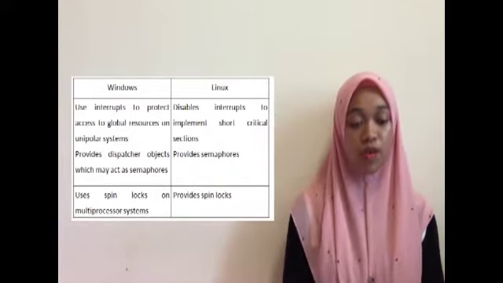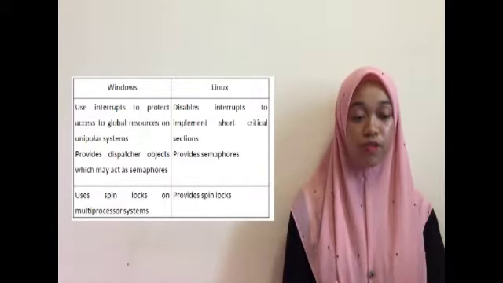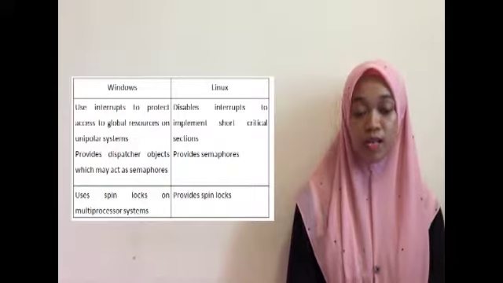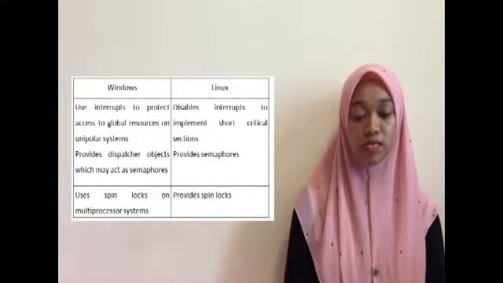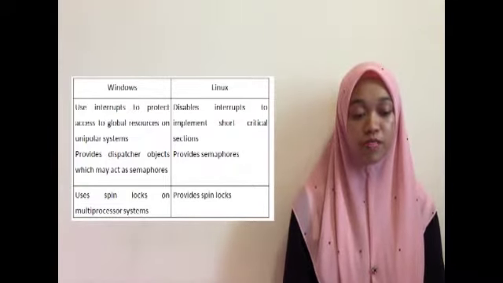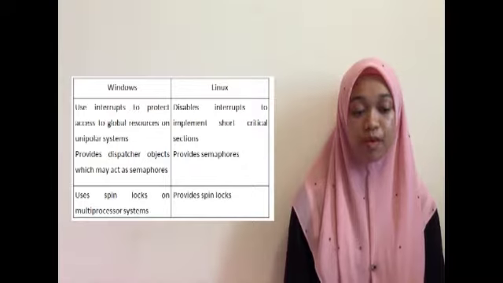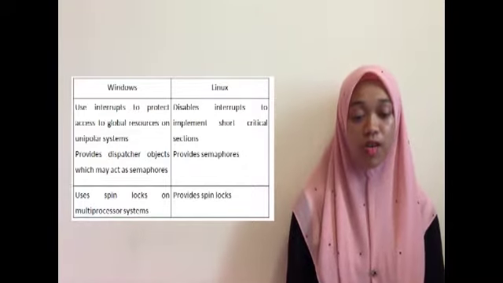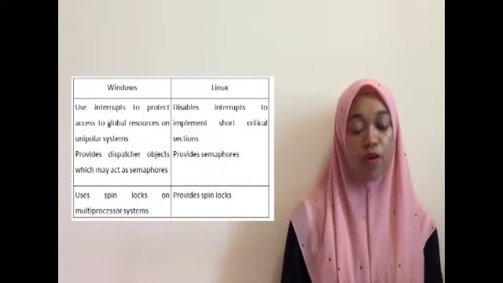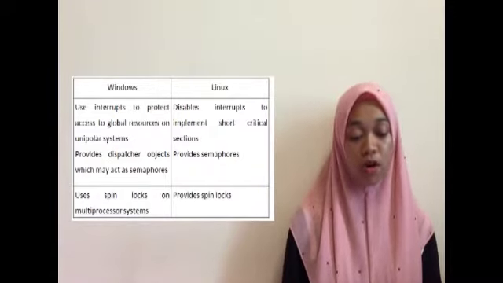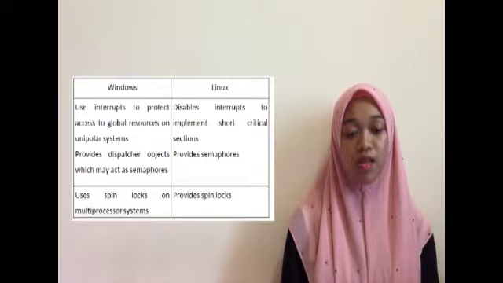First, Windows uses interrupts to protect access to global resources on a uniprocessor system. Linux disables interrupts to implement short critical sections. Next, Windows provides dispatcher objects which may act as semaphores. Linux just provides semaphores. Next, Windows uses spin locks on multiprocessor systems. Linux just provides spin locks.